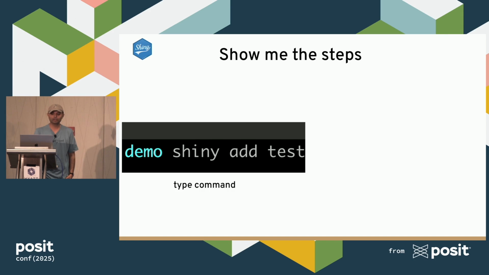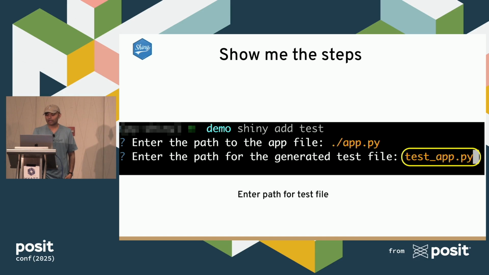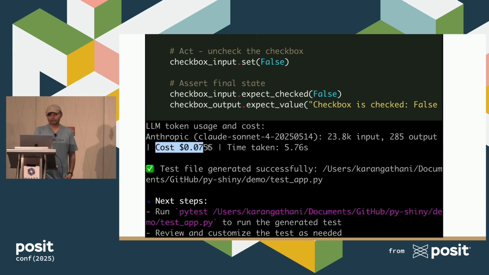The steps would be: type in the command, enter the path to your Shiny app, and select the path where you want your test file to live. And let's look at the demo. So, all right, we missed the train on this one, so we'll wait for the train to come back.